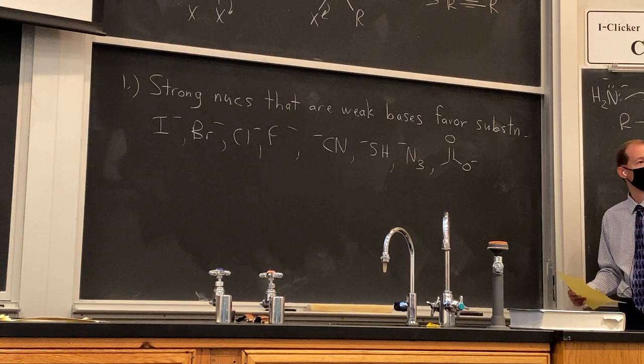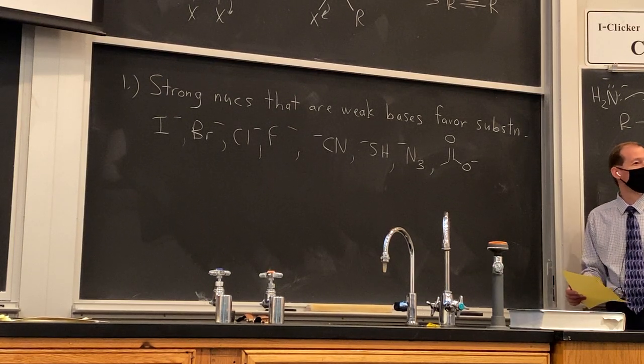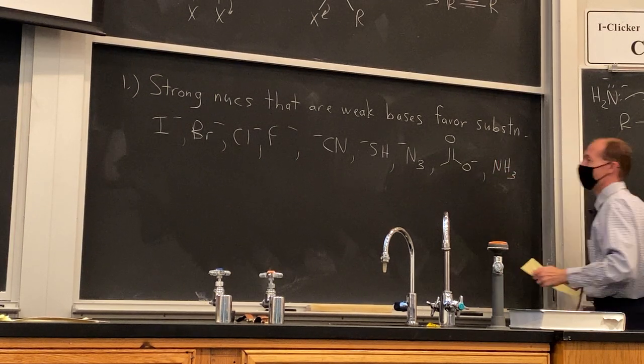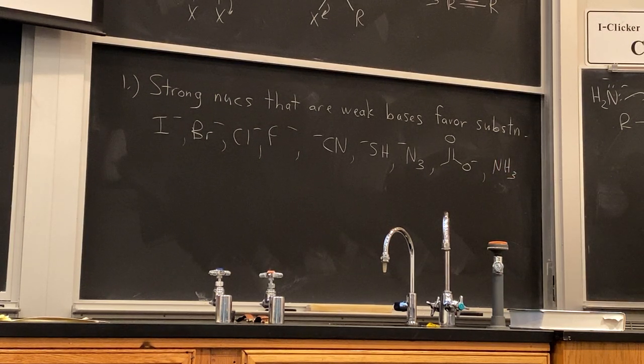What's that? Okay, ammonia, NH3. Strong nucleophile, weak base. So all of these species are strong nucleophiles and they are weak bases. Because they are weak bases, E2 is not possible. And so the only type of elimination you could have with these species would be E1. And we learned on Monday, E1 is not a very good reaction. Usually we're not trying to perform an E1 reaction.